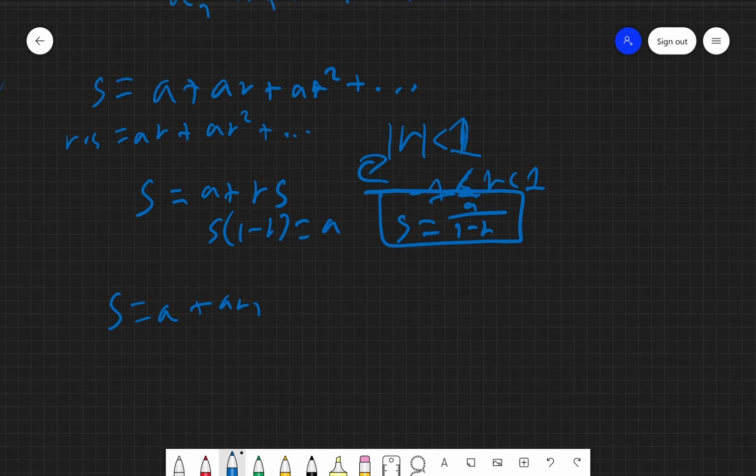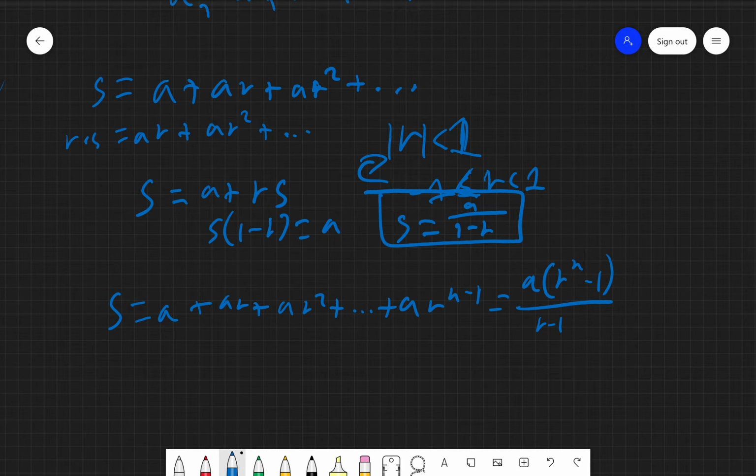A plus AR plus AR squared plus dot dot dot up to AR to the N. Actually, let's do A up to AR to the N minus 1. How can we do this? We can obviously factor out an A. We have A times R to the N minus 1. Remember, this N is just how many terms there are, okay? That's why I did N minus 1, because it's A times R to the 0. And on the bottom we have R minus 1.